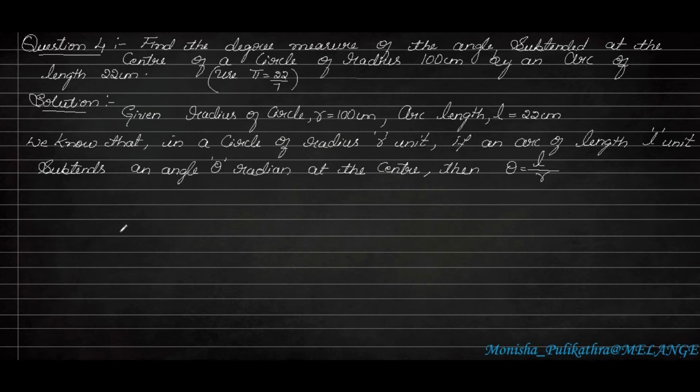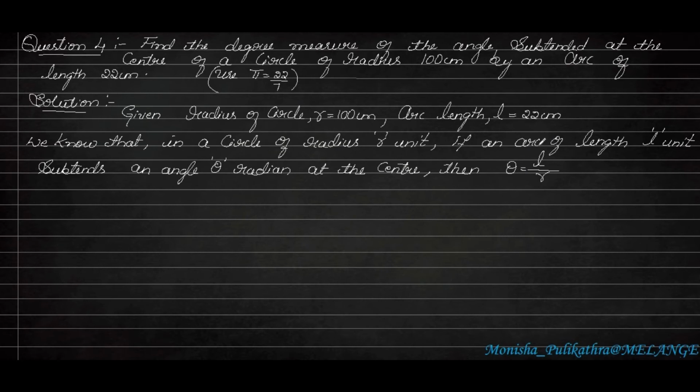Moving on to the fourth question. Find the degree measure of the angle subtended at the center of a circle of radius 100 centimeter by an arc of length 22 centimeter. Here the radian measure is not given directly, so first we have to convert it into radian form. We know that theta is equal to L by R, that is, the angle theta is equal to the arc length divided by the radius of the circle.